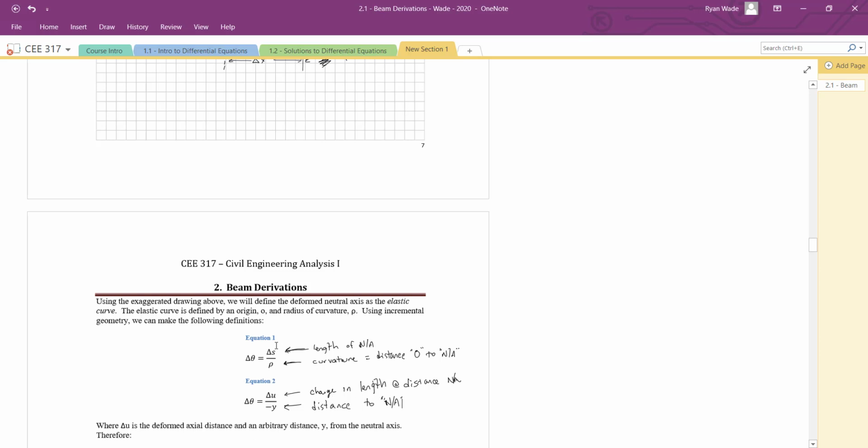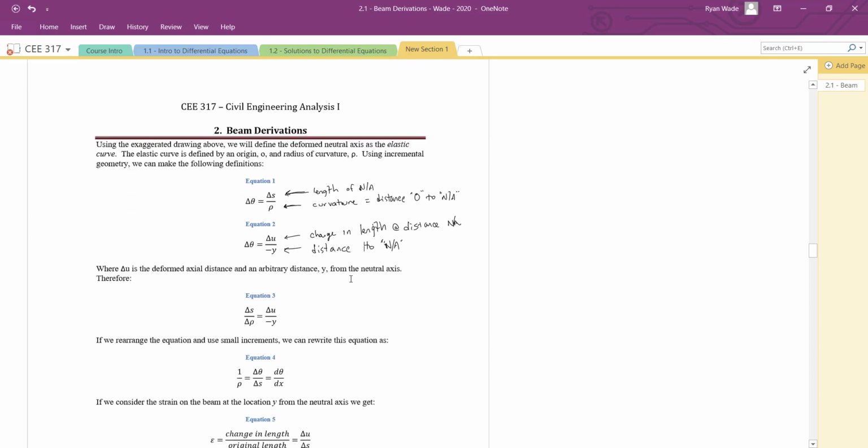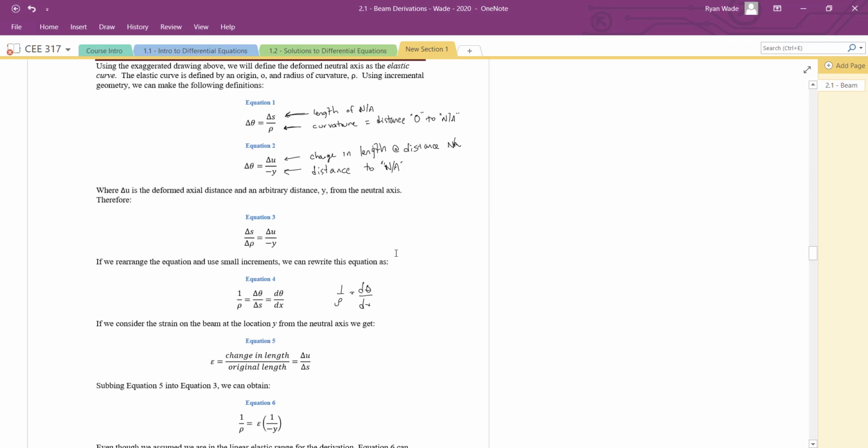I'm not going to prove it, but I'm going to ask you to trust me on that. What we can also say then is we can equate them, and we can rearrange the equation in small increments the same way as when we made x go to 0. We can rearrange them to say that 1 over rho is equal to our delta theta over our delta x. If that's okay, that's kind of the end of the geometry part.